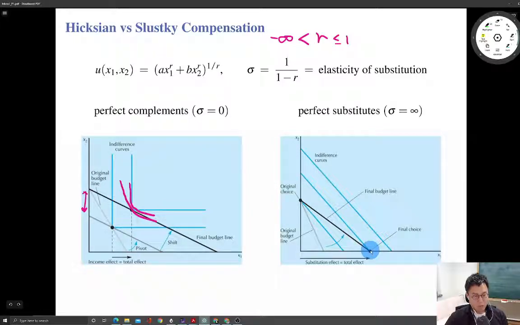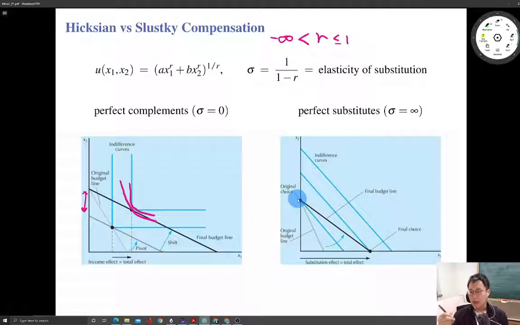So if we consider Slutsky compensation in this situation, we don't have to compensate the consumer with any money. This is the original budget line, and the final budget line already passes through this optimal bundle. Even after the price change, the previous optimal bundle is affordable, because before the price change, the consumer consumed only good two. Even though good one becomes cheaper, the price of good two has not changed, so the previous optimal bundle is still affordable. So in case of Slutsky compensation, we don't have to compensate anything.